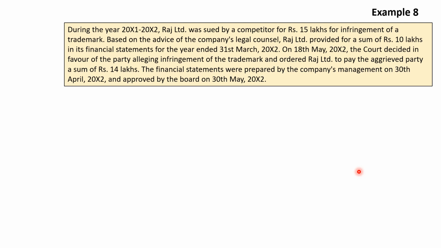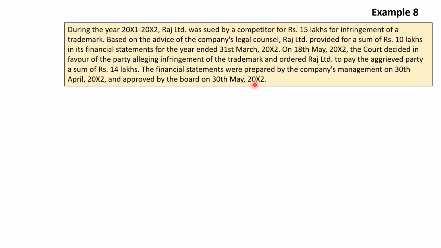Financial statements were prepared by the company's management on 30th April. The financial statements are ending on 31st March, prepared on 30th April, but approved by the board of directors on 30th May. Date of preparation of financial statement is not important. Date of approval is important. So ignore 30th April, consider 30th May. The order of the court has come on 18th May, which is after 30th April, but 30th April is useless for us. What is important is 30th May for us.